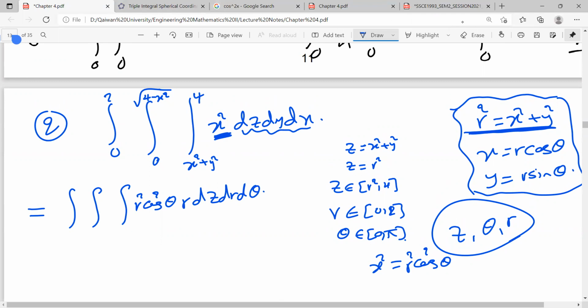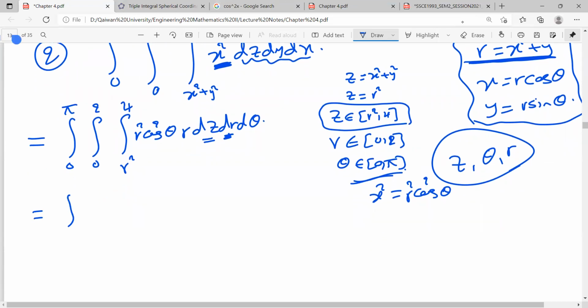Here, the first integration is with respect to z. That means z is from r squared to 4. We found it here before. The second is with respect to r. R is from 0 to 2. And the third one is with respect to theta. Theta is from 0 to pi. Now we are trying to find this triple integral.